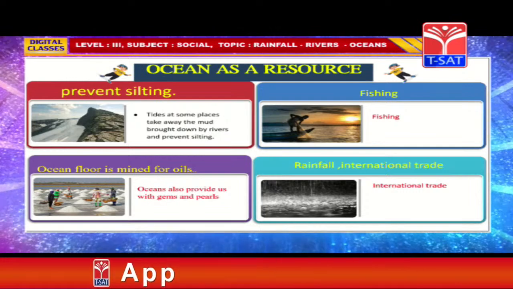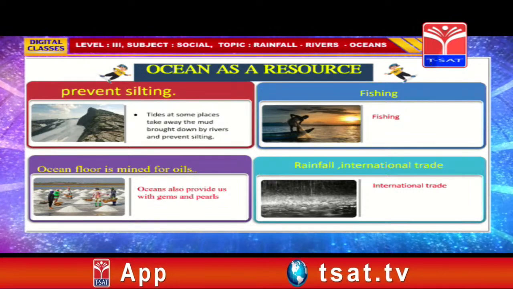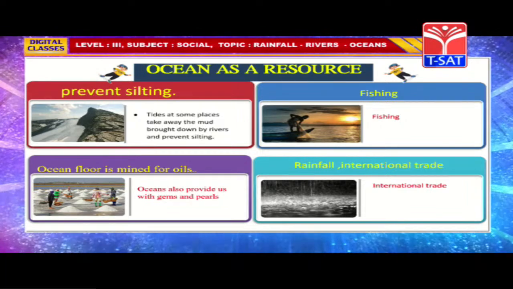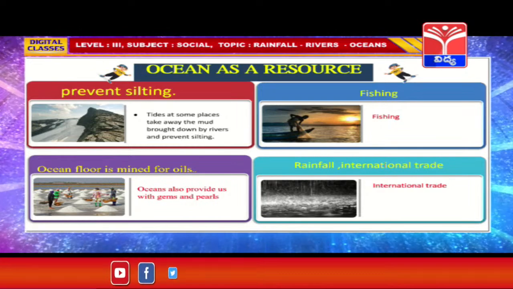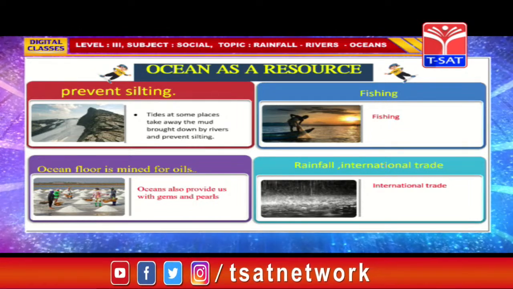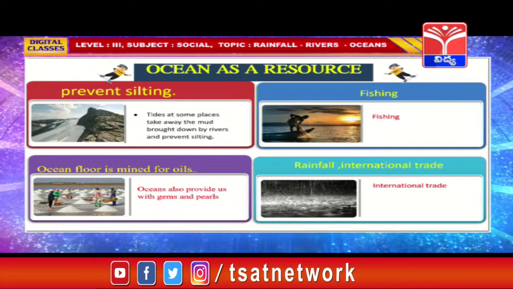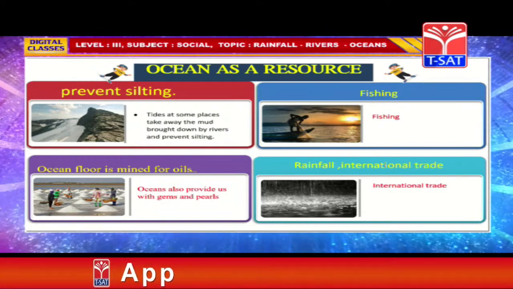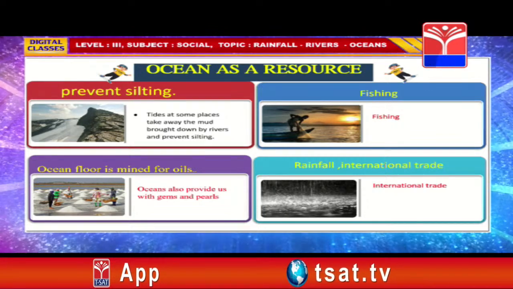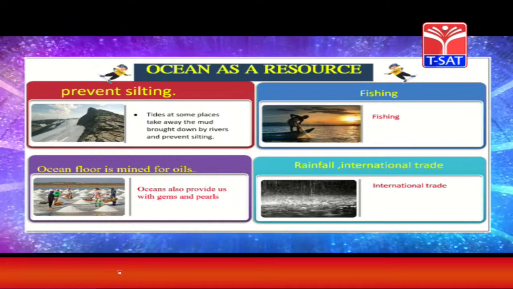Humans extract minerals like fluorine and iodine from it. Ocean waves are useful for generating power, and the ocean floor is mined for oils. Oceans also provide us with gems and pearls. For centuries, we have created our civilization on its shores and traded with each other, traveling across them.